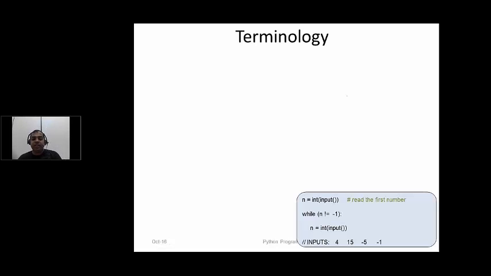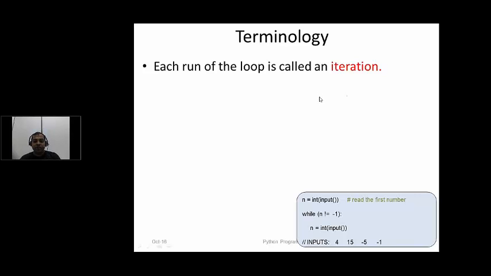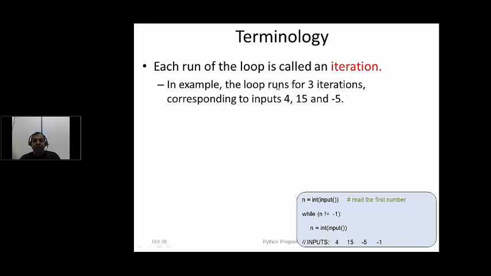So with loops, there is certain terminology which programmers use. Every run of the loop is called an iteration. The body of the loop is a kind of static entity. When you are writing code, you will say this is the body of the loop. At runtime, every time the body of the loop is executed, it is called an iteration of the loop. In our example, the loop ran for 3 iterations corresponding to the inputs 4, 15 and -5. There was no iteration after -1 was read because -1 in a way terminated the loop.